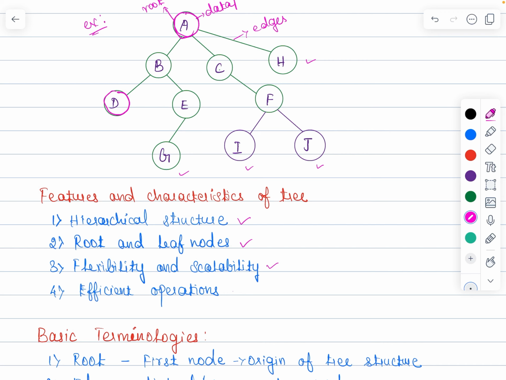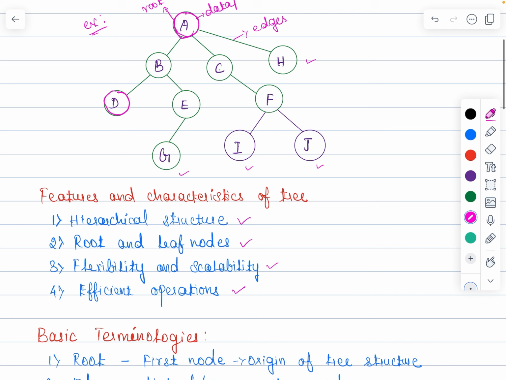And the next feature is efficient operations. With the help of the tree data structure, we can perform the operations in a more efficient way. Operations like searching, insertion and deletion can all be done more efficiently, because we follow the links between the nodes, and we can quickly navigate through the tree to find the specific data.